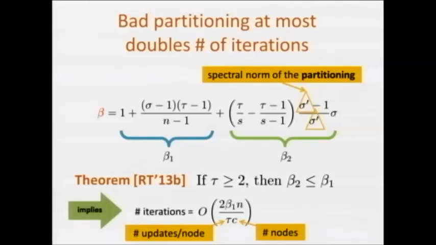Okay, so this is what you get. Number of iterations will be something like this. 2 times beta 1, and this is good because if tau is large, this will be about sigma. If sigma is small, everything is fine. Divided by tau times c. Tau times c is the number of coordinate updates in one iteration of this distributed algorithm, because you update tau on each one of these c machines. Okay? So this is what you would want. So, are there any questions?